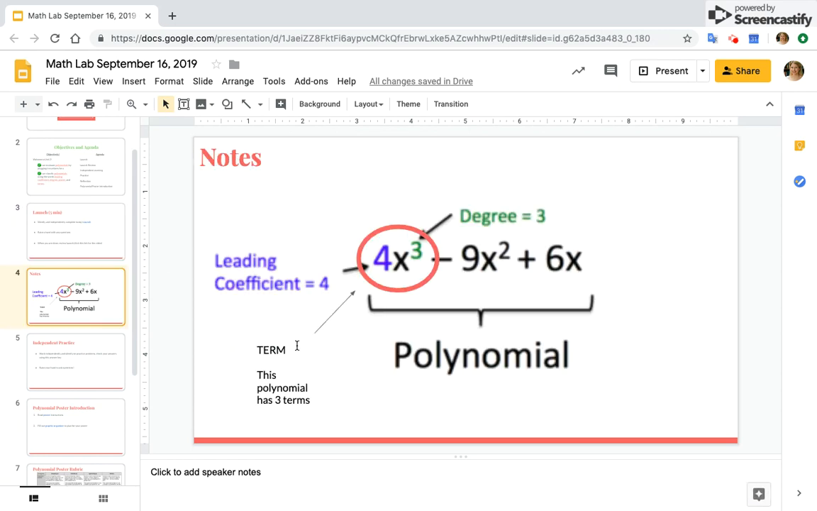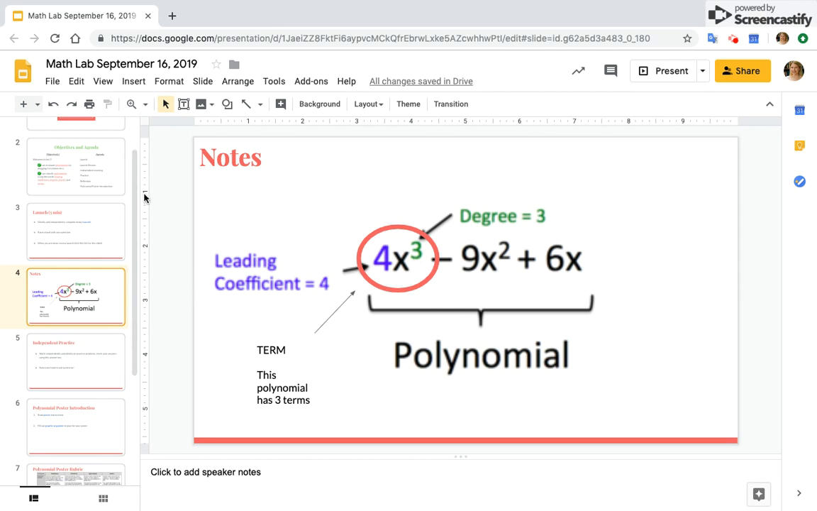Then the next piece we're going to add: you already have this 4 labeled. We call that the leading coefficient. It's the number that's multiplied by the exponent to the highest power. We have the degree. The degree is the highest exponent in the whole polynomial. So we have a 3, a 2, and a 1, or no exponent. We'd say the degree of the polynomial is 3 because the highest exponent in the whole polynomial is 3.